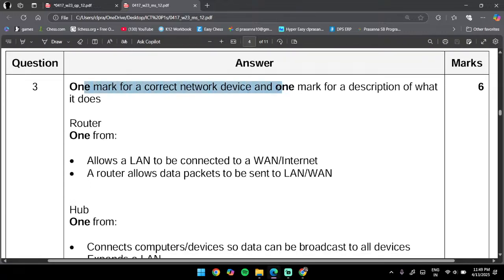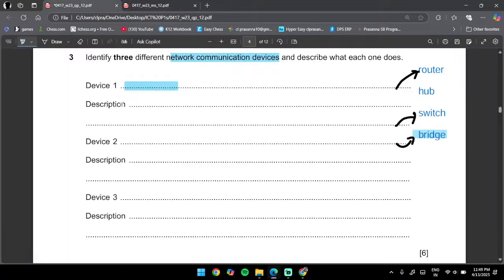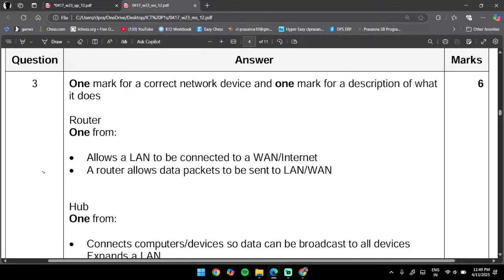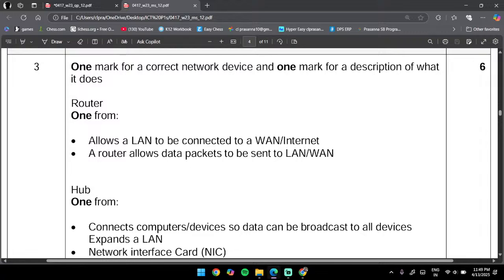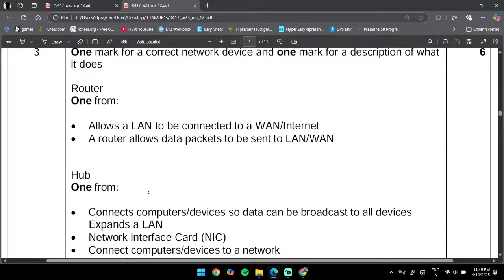Okay, 1 mark for a correct network device and 1 mark for a description of what it does. So even if you don't know the description, do not leave it blank. Just write the three devices at least so that you'll get 3 marks out of the six. So a router allows a LAN to be connected to the internet. Yes. A router allows data packets to be sent to the LAN. You can use a bit of a different wording as long as it fits within these two or it makes sense and you should still get the mark.